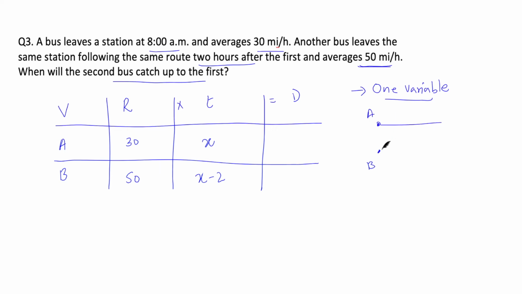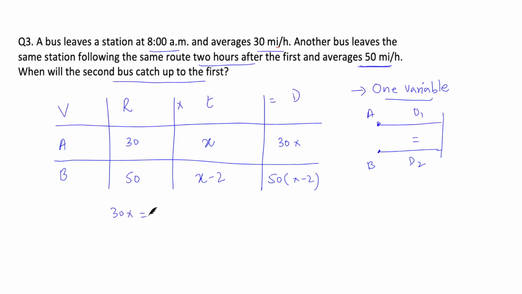So let's say they both catch up over here. They both travel the same distance. D1 equals D2. Remember? Okay. So train A traveled 30x and train 2 traveled the same distance, which is 50 into x minus 2. We will always play in terms of distance. That's our key. So in this scenario, D1 equals D2.